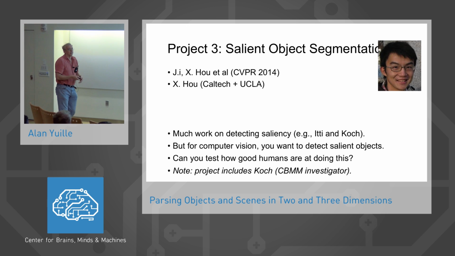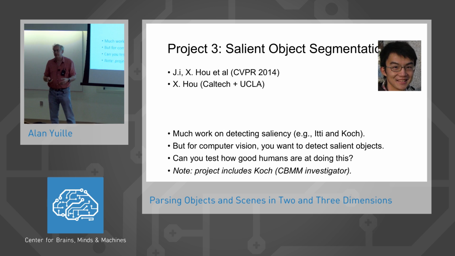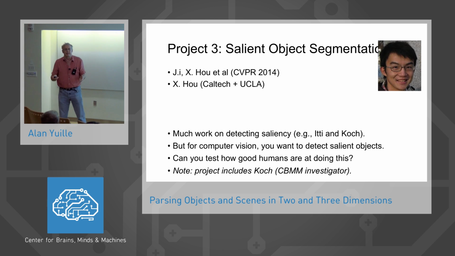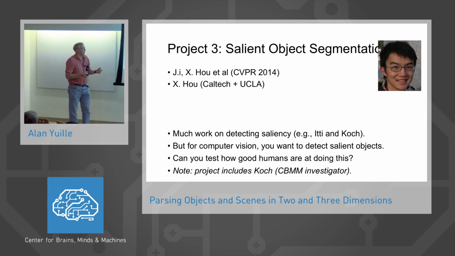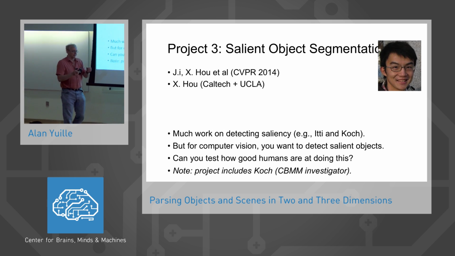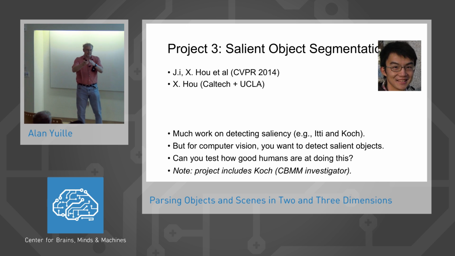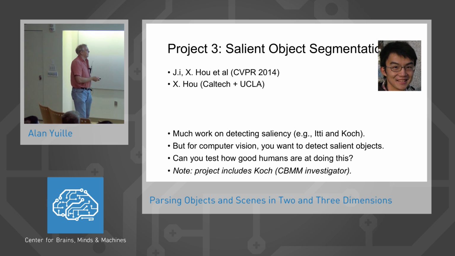Now, for computer vision, you don't necessarily care about saliency. What you care about, or at least what we care about, is finding objects. Saliency itself was just finding places that had particular properties, but instead you'd like to find possible foreground regions which could contain objects.